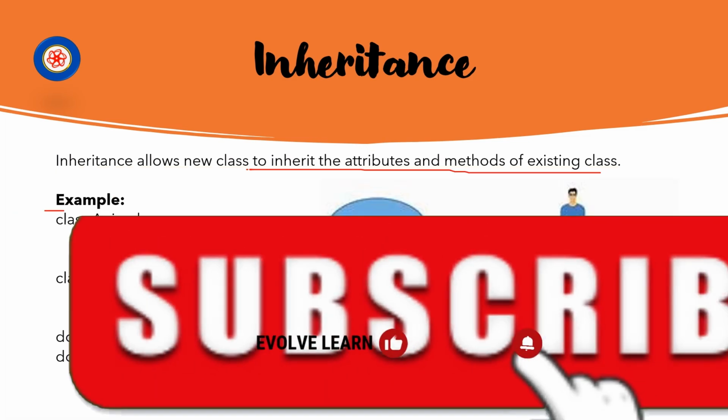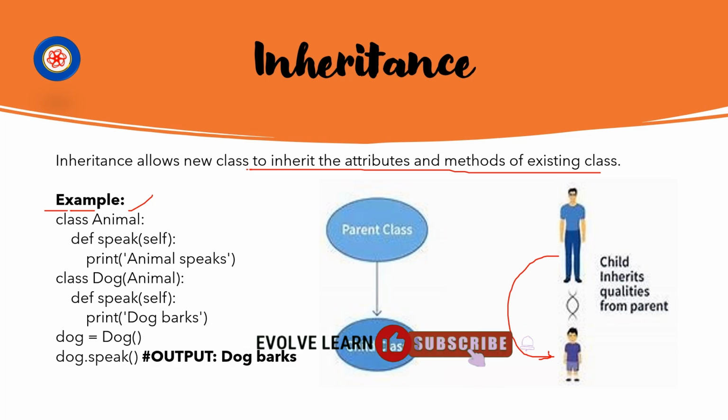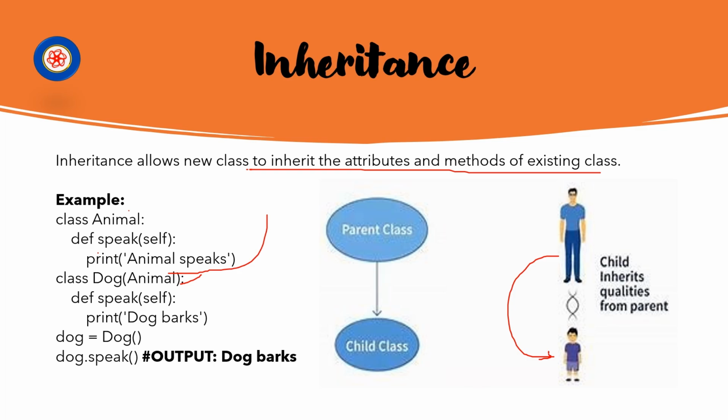Coming to this example, we are creating a class named animal. Inside the class, there is a method called speak. When called, it will print animal speak. In the next line, we are creating a class named dog that inherits from the animal class. This means that dog will have all the methods and attributes of animal class.